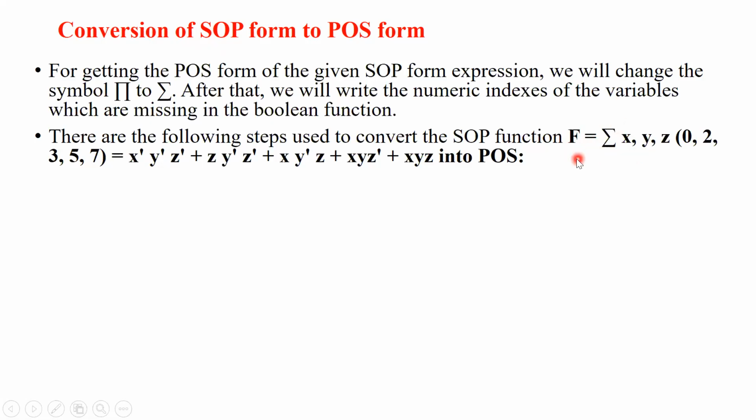So this is my question. You write down this question. So f is equal to summation x, y, z 0, 2, 3, 5, 7, and this is the expression that is given to you. Now this is sum of product. So I want to convert it into product of sum. So write down the question.